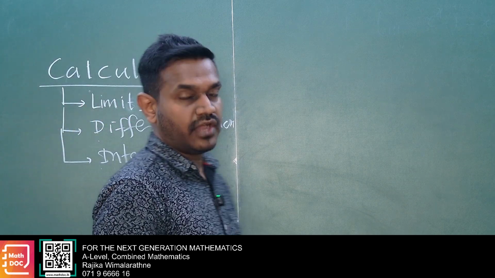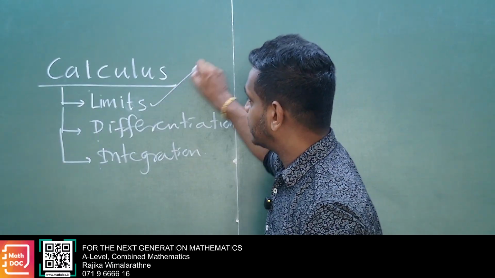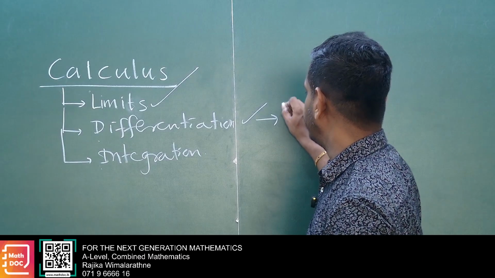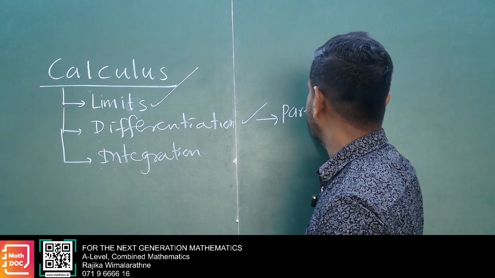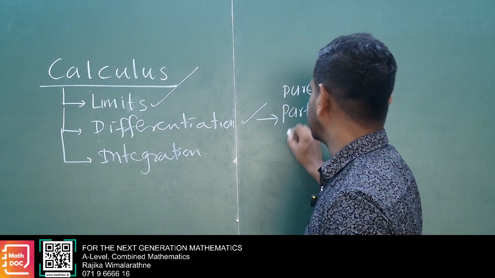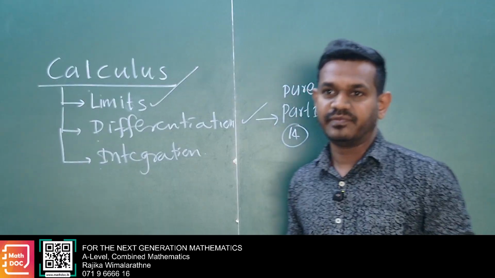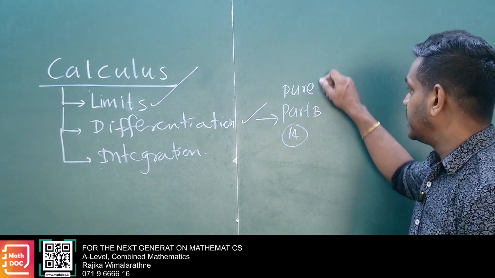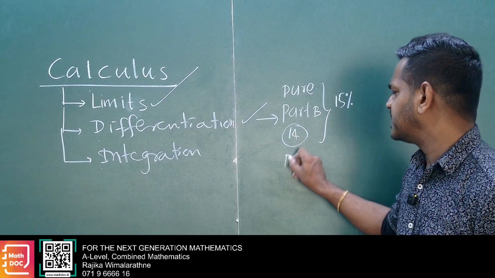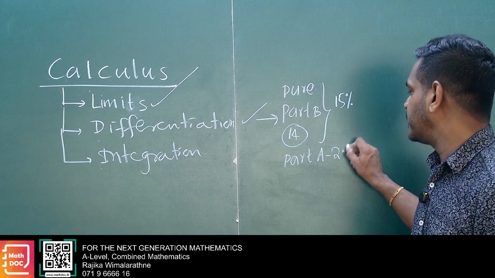For now, I'm going to start the differentiation part. For this part, the target question will be Part B of the pure paper, question number 14. Definitely that question will be there. For this part, 15 marks, and there's a Part A question as well, 2.5 marks.